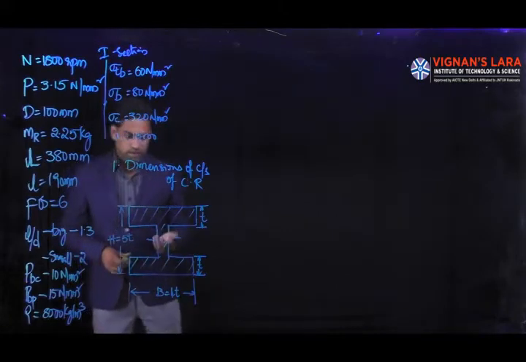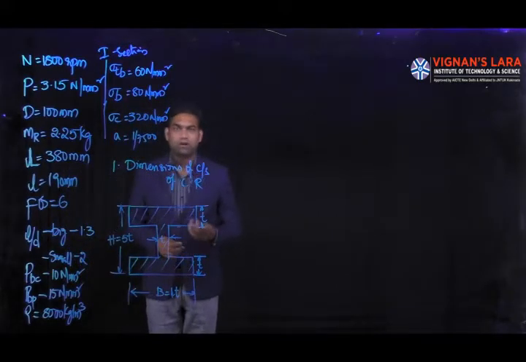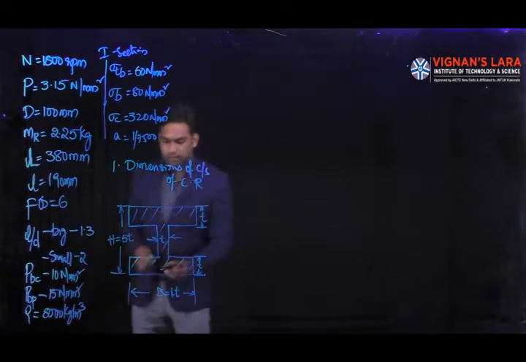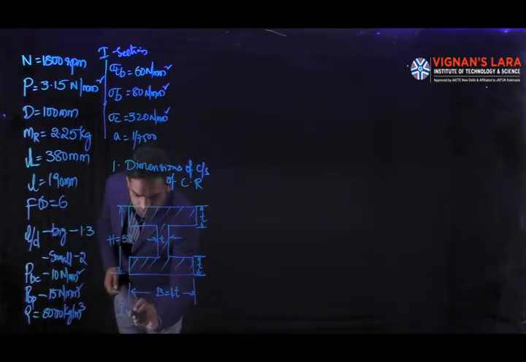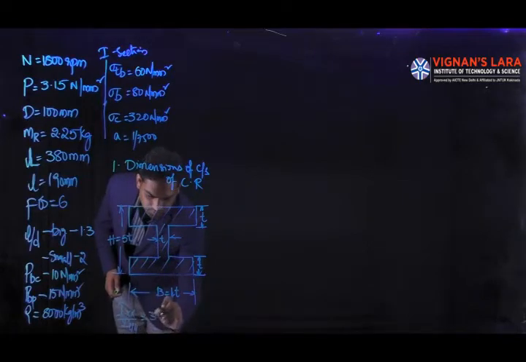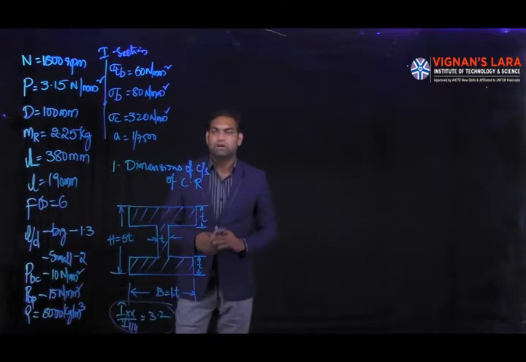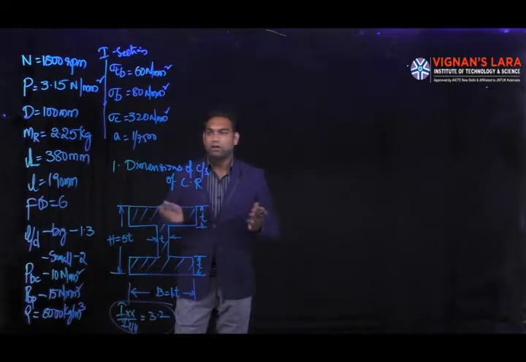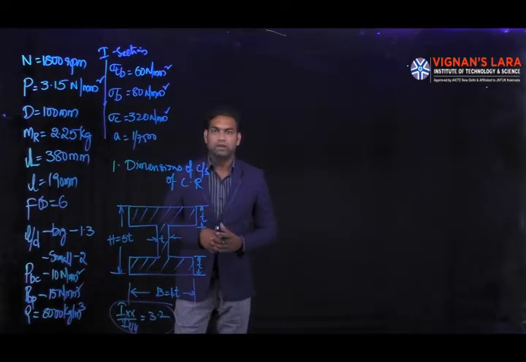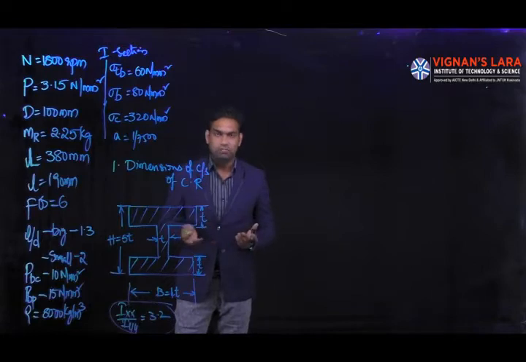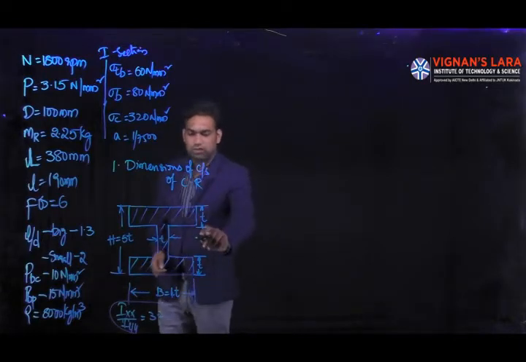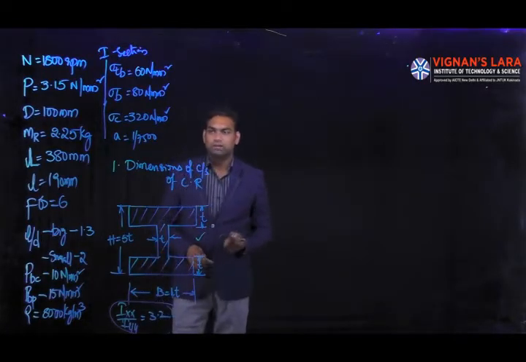As per these proportions, we have already calculated the Ixx and Iyy values. The ratio of Ixx and Iyy is given as 3.2. So this satisfies the statement that the buckling strength about the x axis and y axis are the same. So whatever proportions we have considered are safe.